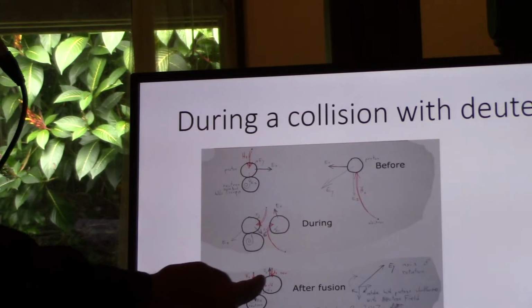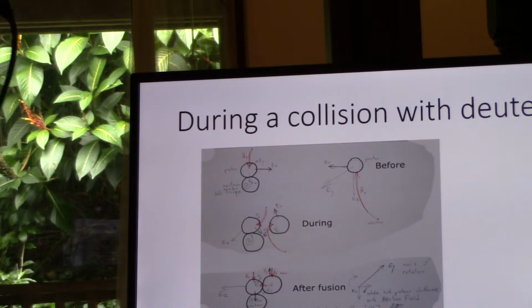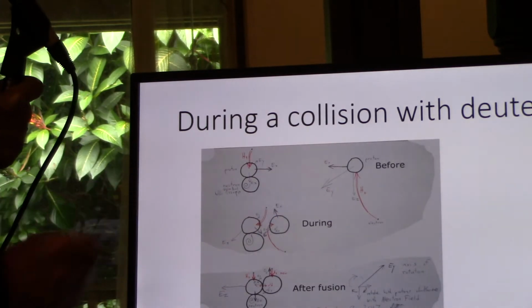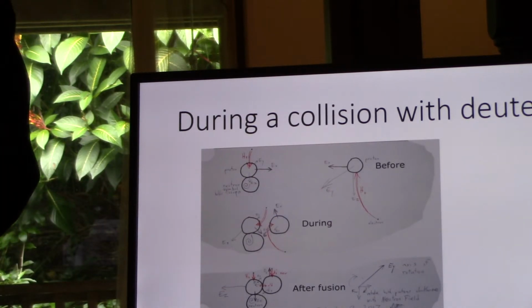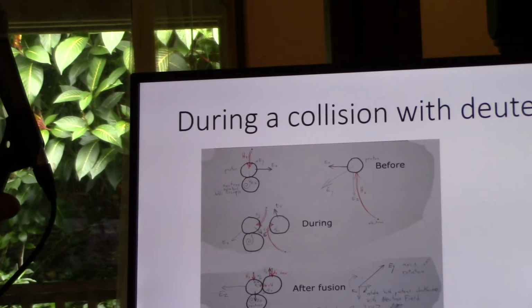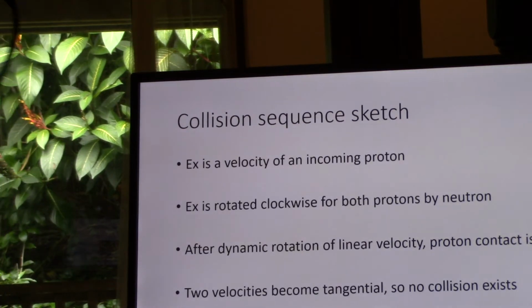And then at the bottom, when it's finally, the collision has occurred, both protons have been rotated clockwise, and their velocity's been blunted. And that's what the description is talking about here, that the neutron rotates both protons. And after this dynamic rotation occurs, the linear velocity turns into a rotation, and the proton contact is stable without a high-speed collision. These 2 velocities of the 2 protons become tangential, so no collision exists.